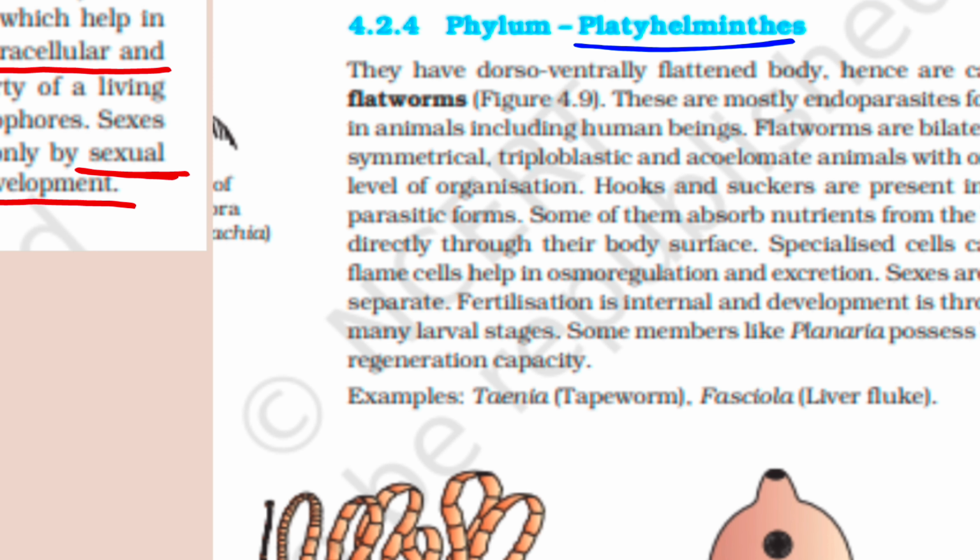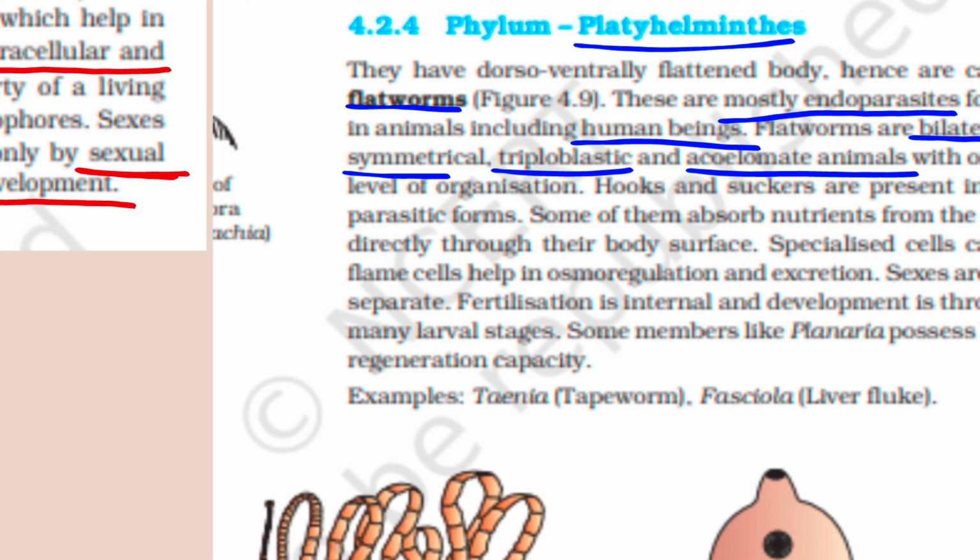Platyhelminthes. Dorsoventrally flattened body, hence it is called flatworms. They are mostly endoparasites, found in animals including human beings too. Flatworms are bilaterally symmetrical, triploblastic, acoelomate, with organ level of organization. Important characteristic features are hooks and suckers, which are present in parasitic forms.